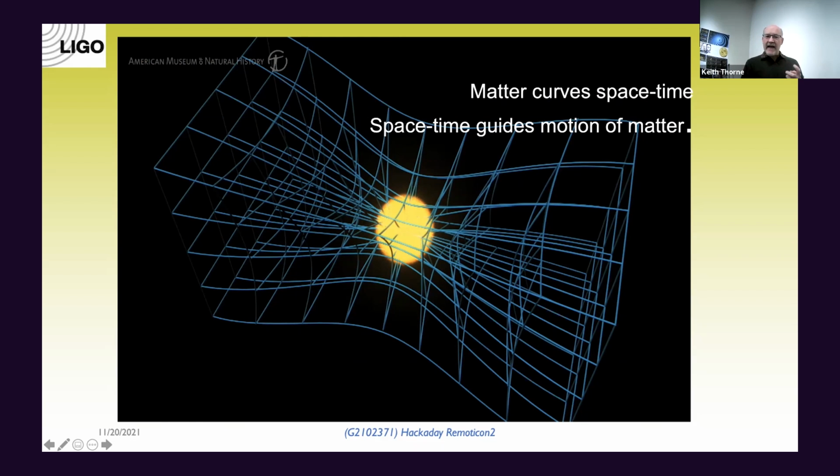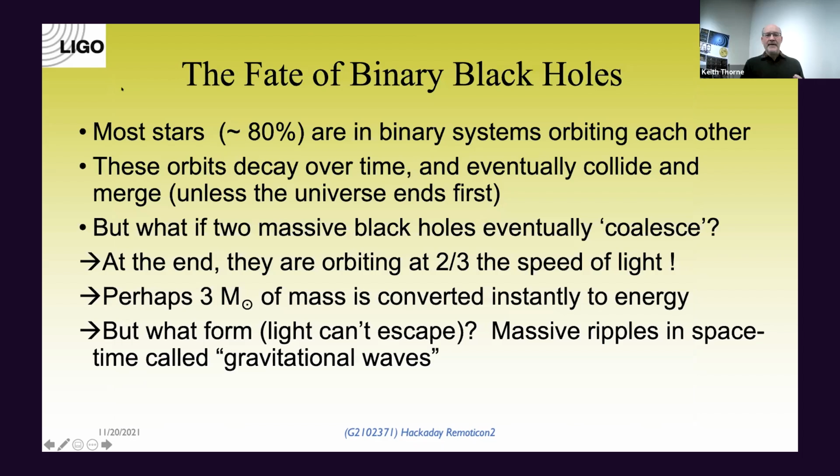Okay, we get that in your head that you're warping space-time, but something else comes up that's exotic. What if you have 2 black holes near each other? This isn't so far-fetched. Astronomers estimate about 80% of stars are in binary systems orbiting each other. And all such orbits decay over time, and eventually they're going to merge. That is, if they do it before the universe ends first. And many times the universe will end first.